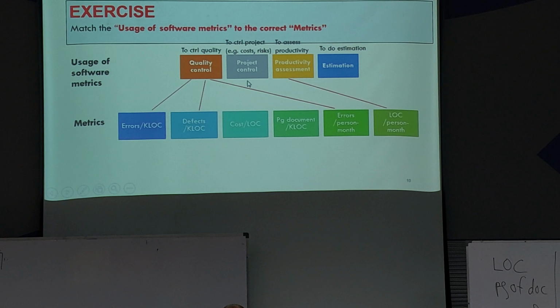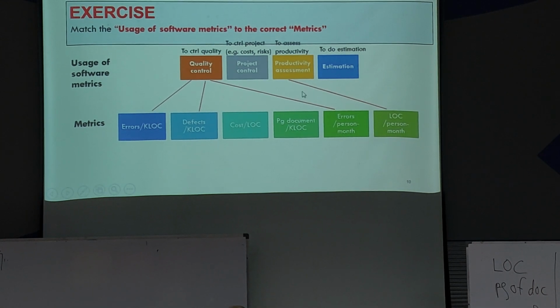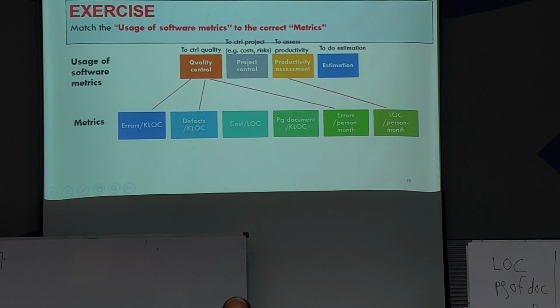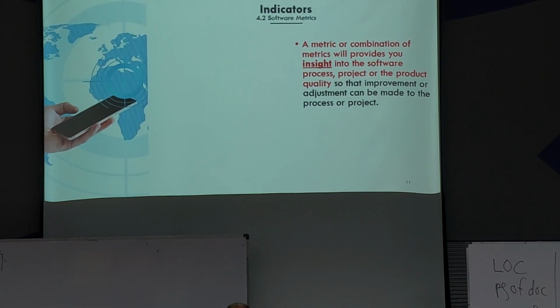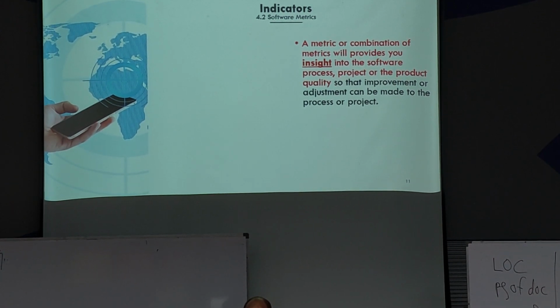So for the others, you do it yourself. Which one matches with which one? Indicator: a metric or combination of metrics will provide you insight into the software process, project, or product quality.